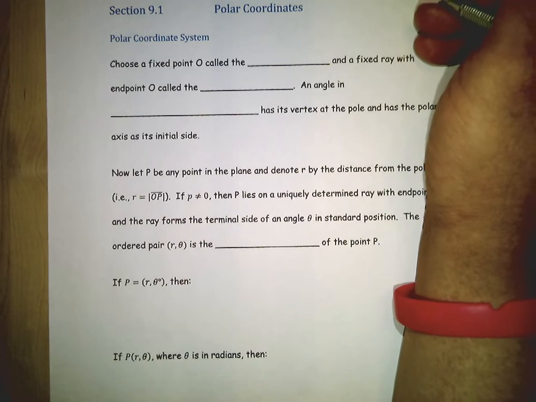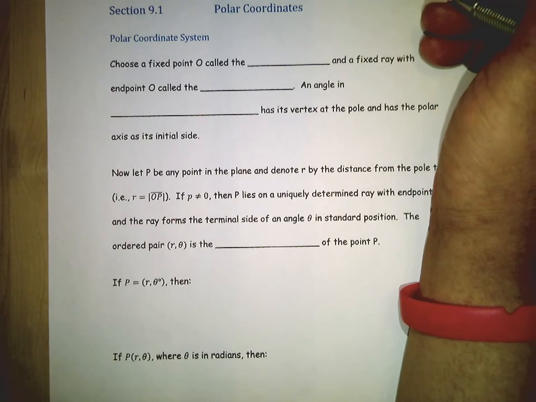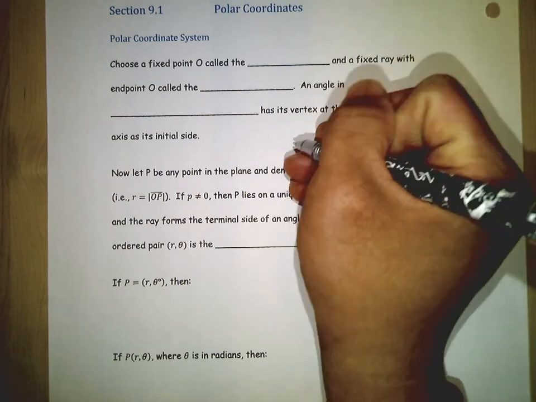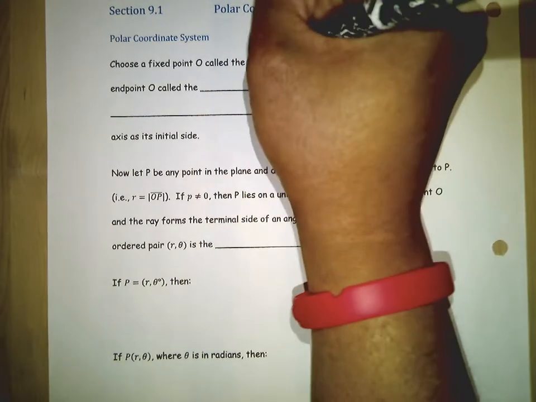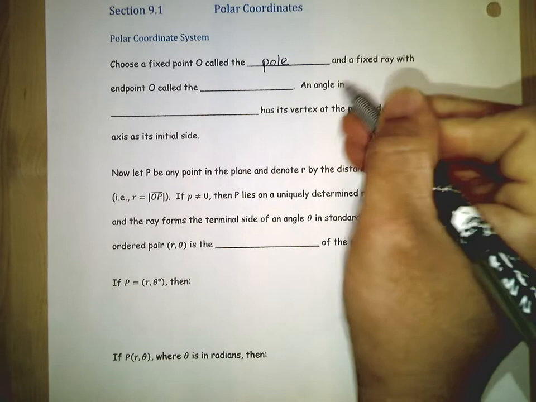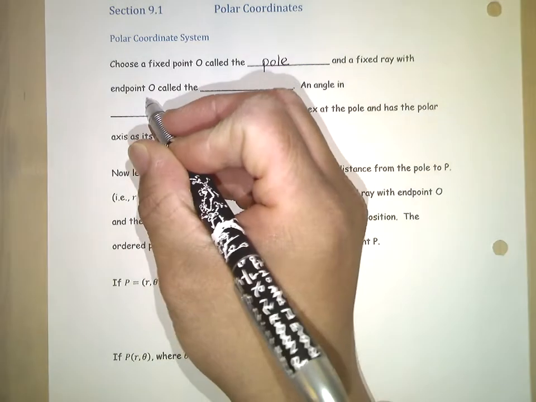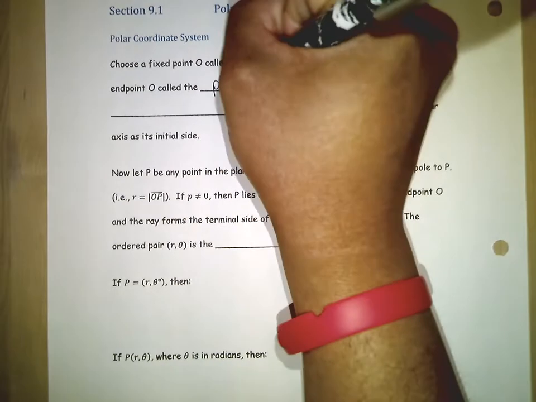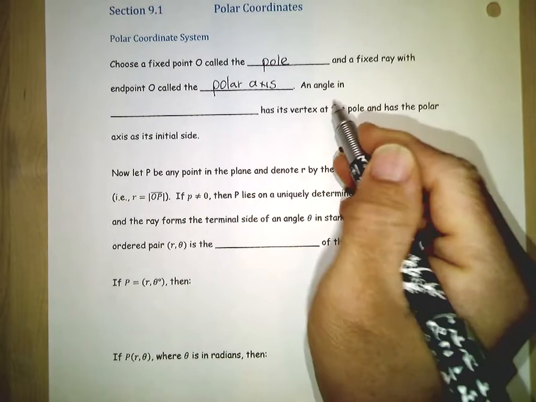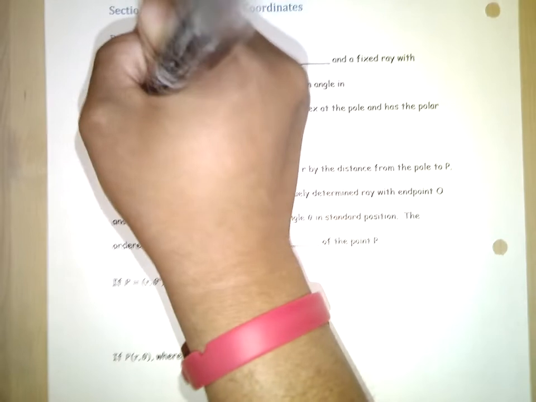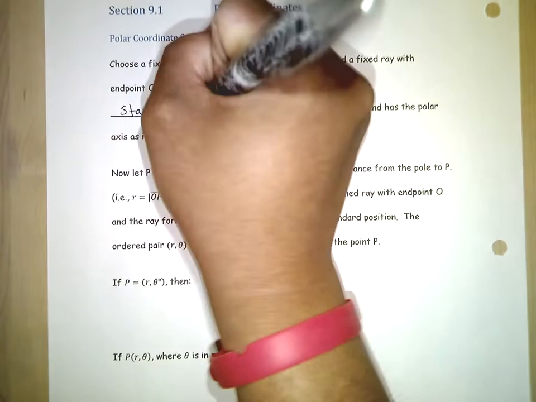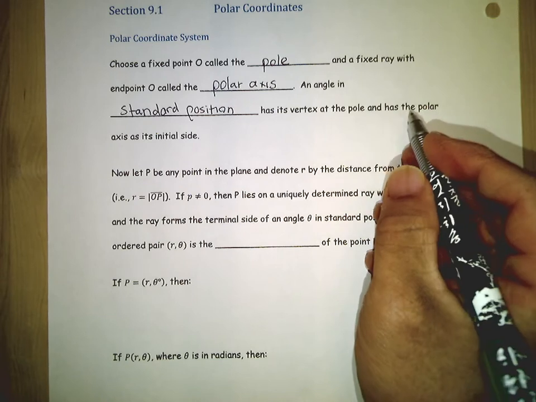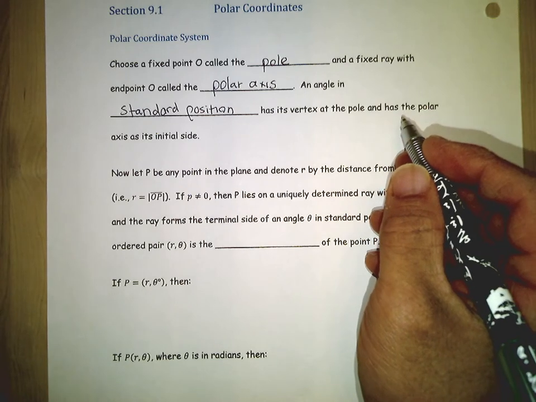So the polar coordinate system first. What is this? Well, if you choose a fixed point, which you can call O, called the pole, and a fixed ray with endpoint O called the polar axis. An angle in standard position has its vertex at the pole and has the polar axis as its initial side.